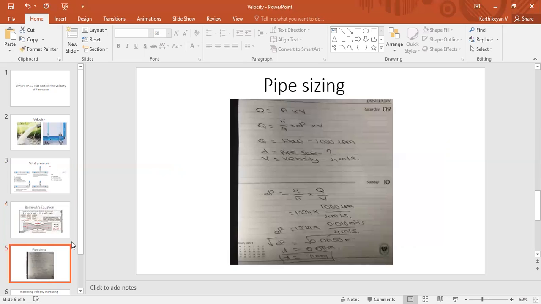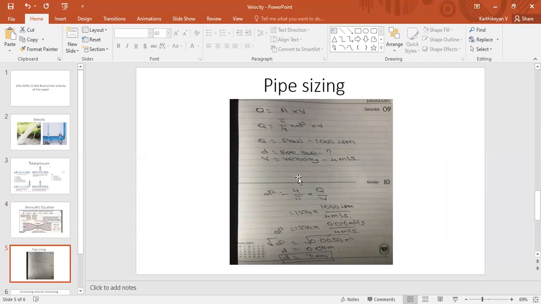Next, how to calculate the proper pipe size, how to size the pipe. The formula is Q is equal to area times velocity. The area is expressed as pi by 4 d square, times velocity. So this is the formula. Let's take an example: we are going to find the proper pipe size for these values, 1000 liter per minute and 4 meter per second velocity.